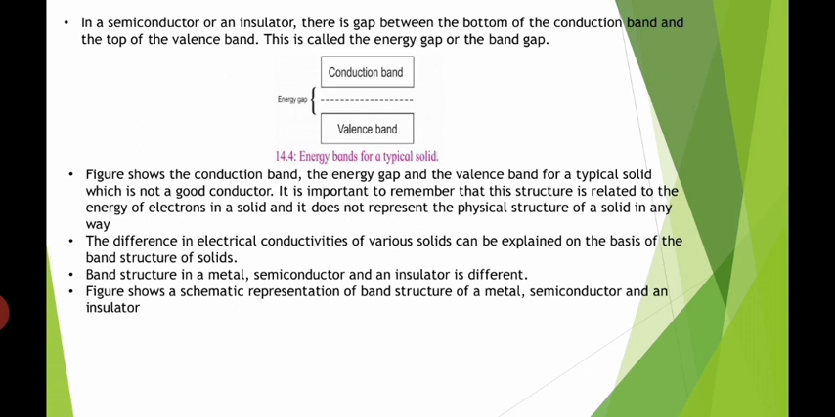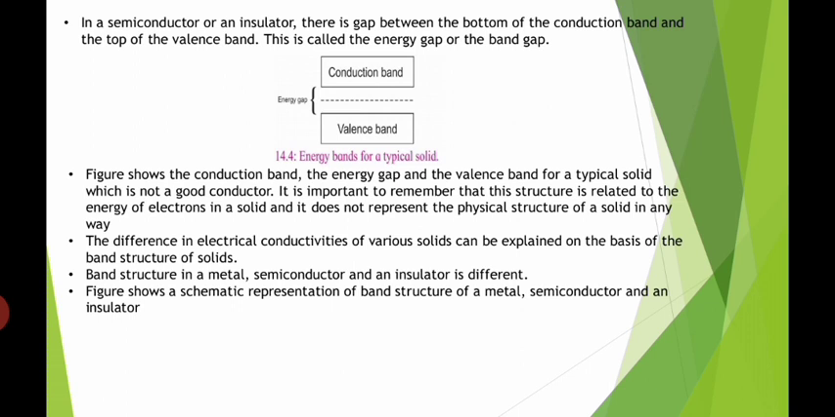Figure 14.4 shows the conduction band, the energy gap and the valence band for a typical solid which is not a good conductor. It is important to remember that this structure is related to the energy of electrons in a solid and it does not represent the physical structure of a solid in any way. The difference in electrical conductivities of various solids can be explained on the basis of the band structure of solids.